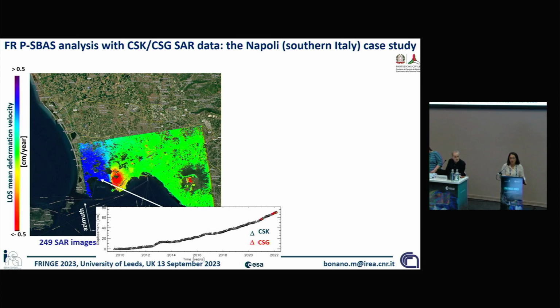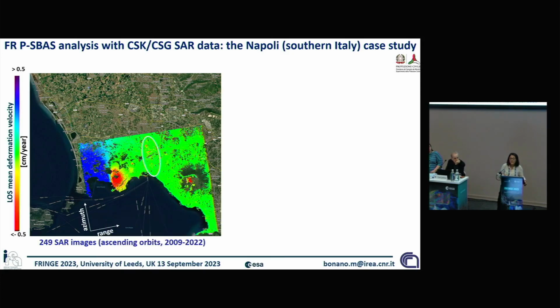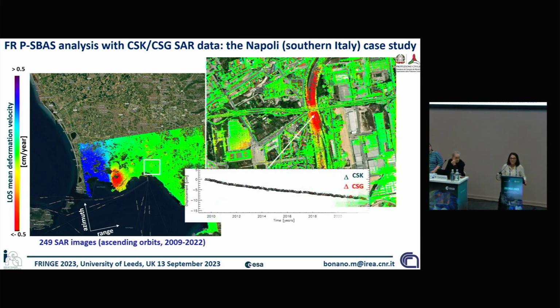Here we have an example of the uplift of the last 13 years of the deformation of the Campi Flegrei caldera. But in this case, we are more interested in analyzing the deformation relevant to the built-up environment, so localized displacement. And now we are going to zoom in on some specific cases. For example, here we have the connection of the high speed with the Napoli rail station. And we can see the plot relevant to the deformation time series that we have achieved through CSK, CSG datasets.